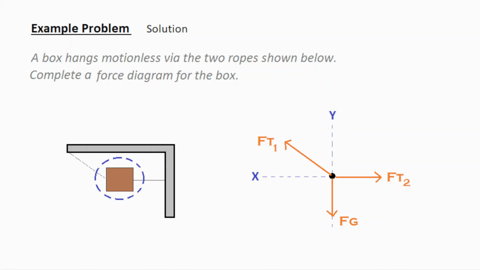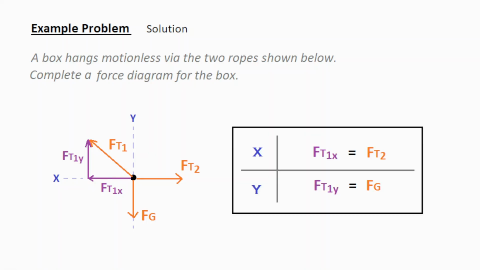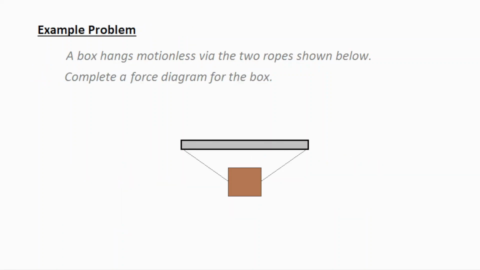From here, it is Ft1 that is angled. So I want to draw in my components. Ft1x shows how much of Ft1 is directed to the left, and Ft1y is how much of Ft1 is directed upward. As I write my dimensional equations, I compare left to right and up to down. So Ft1x is balanced with Ft2, Ft1y is balanced with the force of gravity, and these explain the lack of motion in each dimension. Let's look at another example.